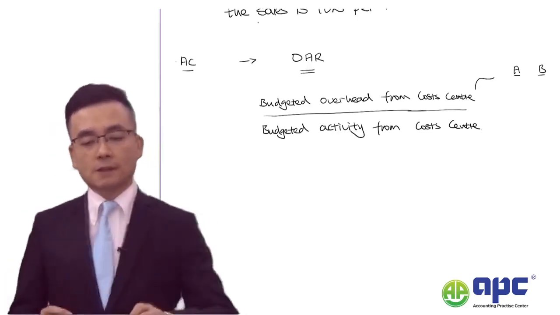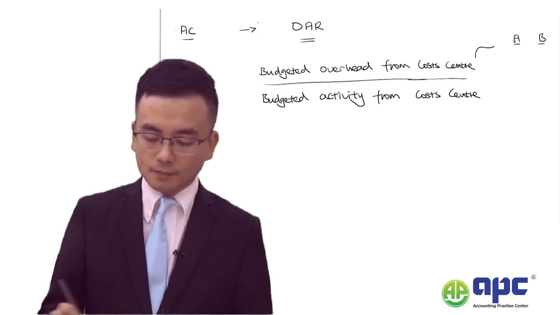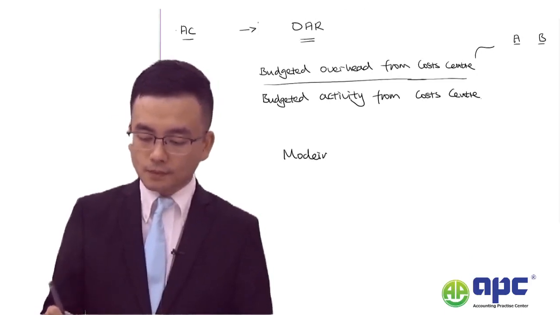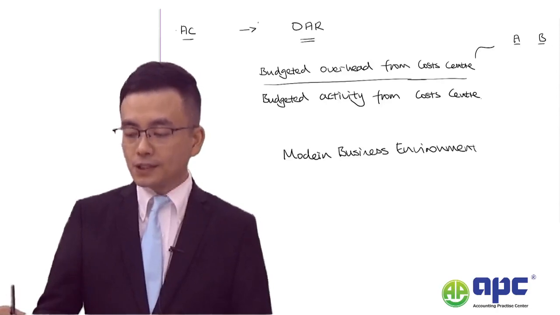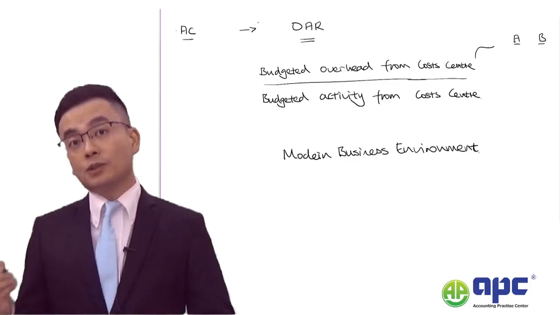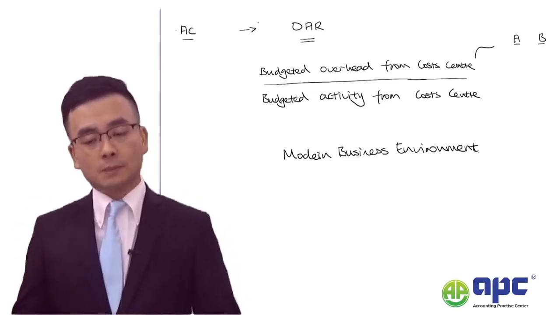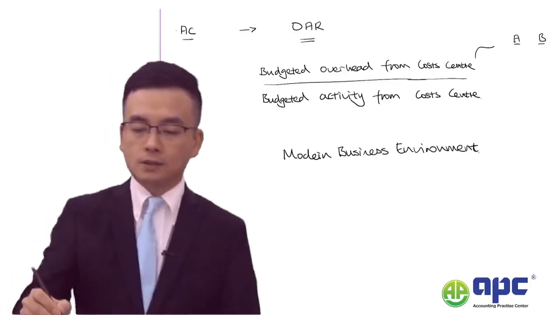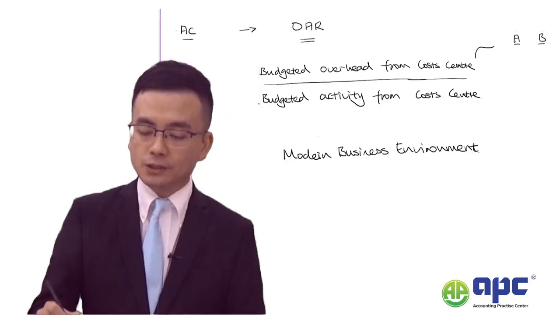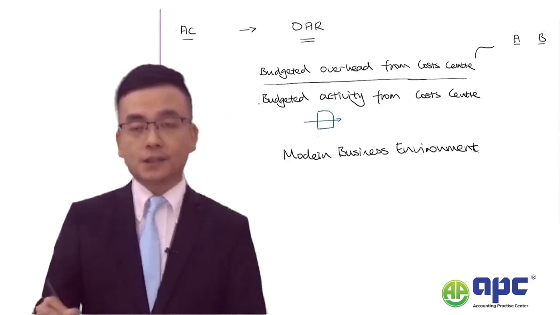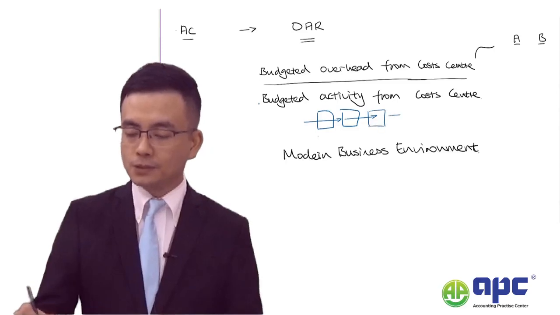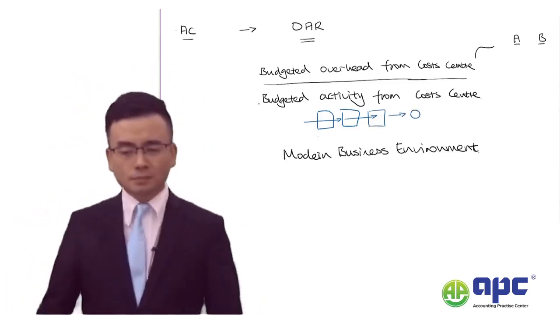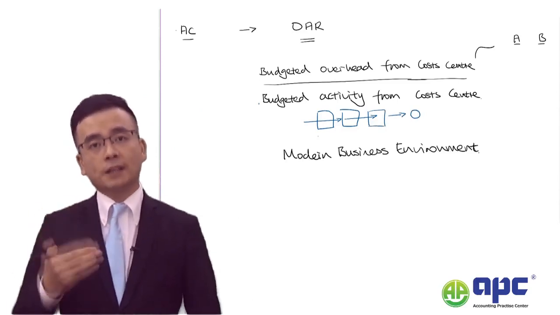However, in a modern business environment, when we are producing the item, the way to produce the item may not be the same as in the traditional environment. Because in a traditional environment, firstly, the item goes through that department, then passes to the second department, and then to the third department, becoming the final product here. However, in the modern business environment, things may change.